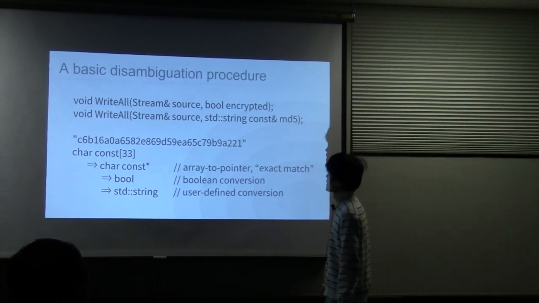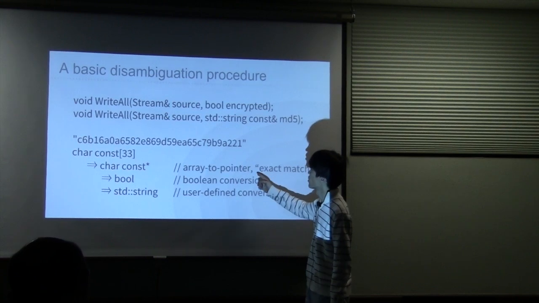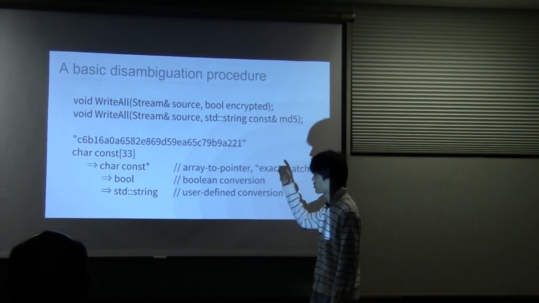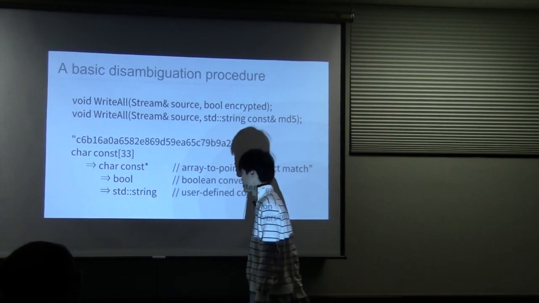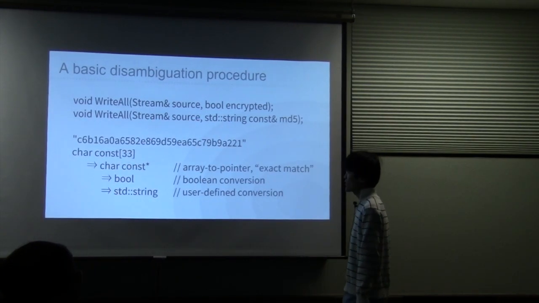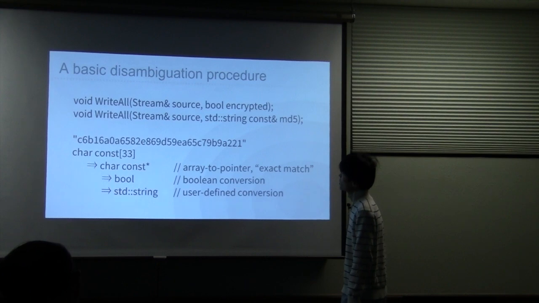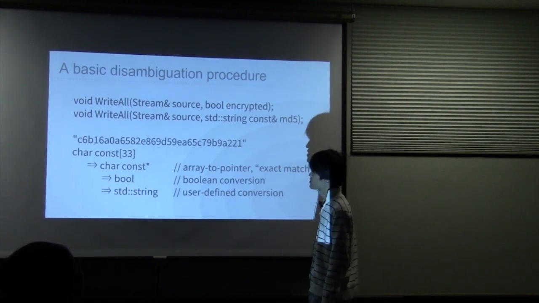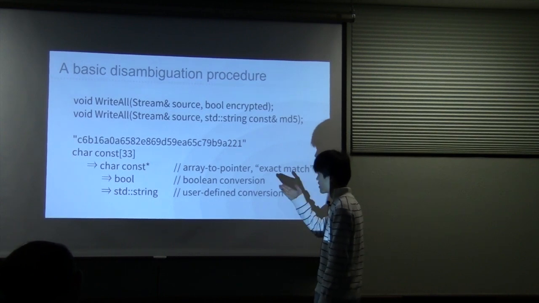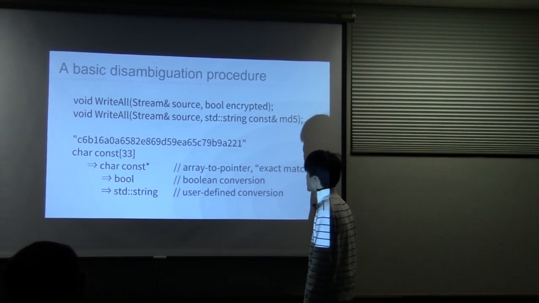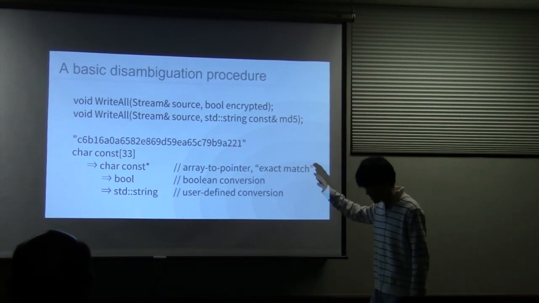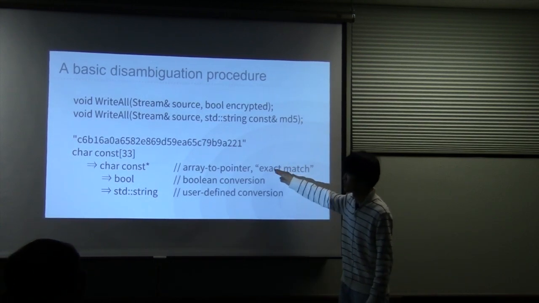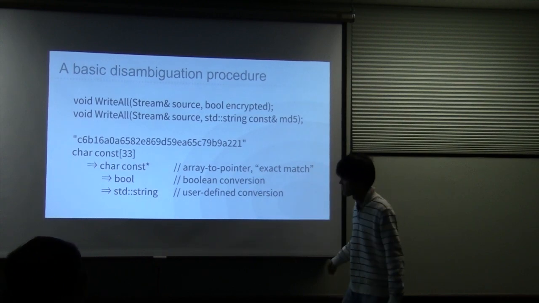I give the call a string literal. The type of a string literal is a character array. Then the language looks at the overload set, and it says, let's first do argument adjustments, which includes array to pointer conversion. I believe this step is already wrong.